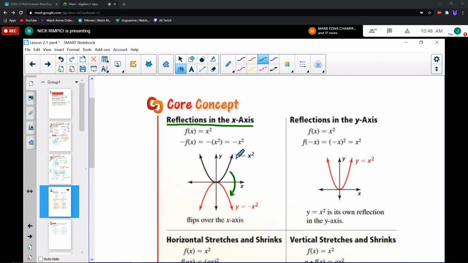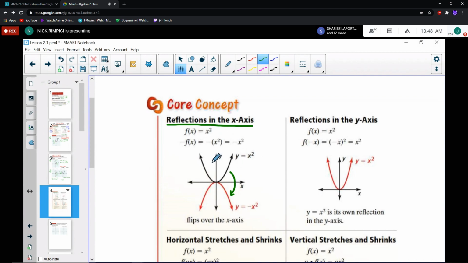So again, x squared, that's the parent function. We're starting out with the parent function to make things easy. And if you negate the whole thing, instead of having this x squared, you end up with negative x squared, which is simply flipped over the x-axis or reflected in the x-axis. Okay, and that's all that happens there.